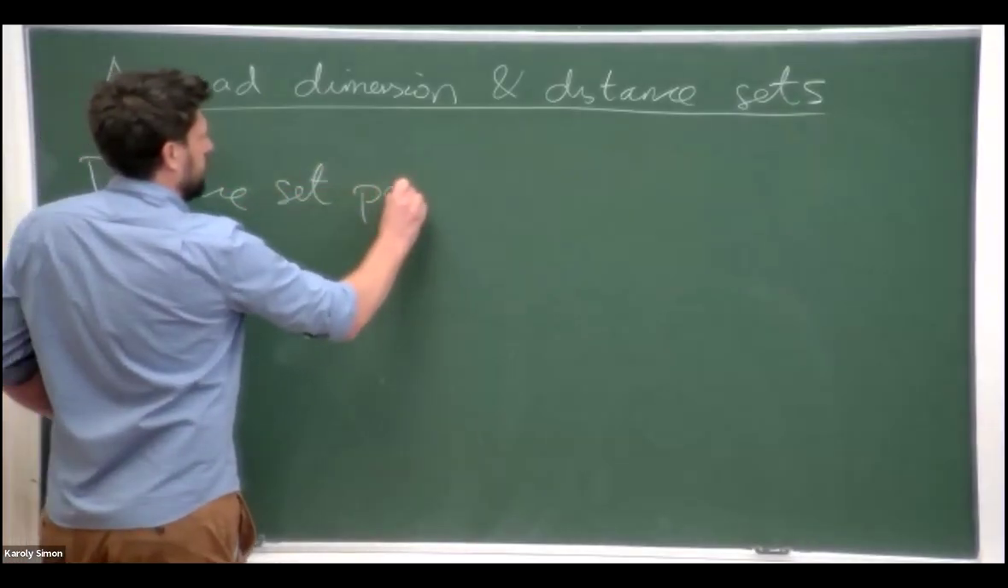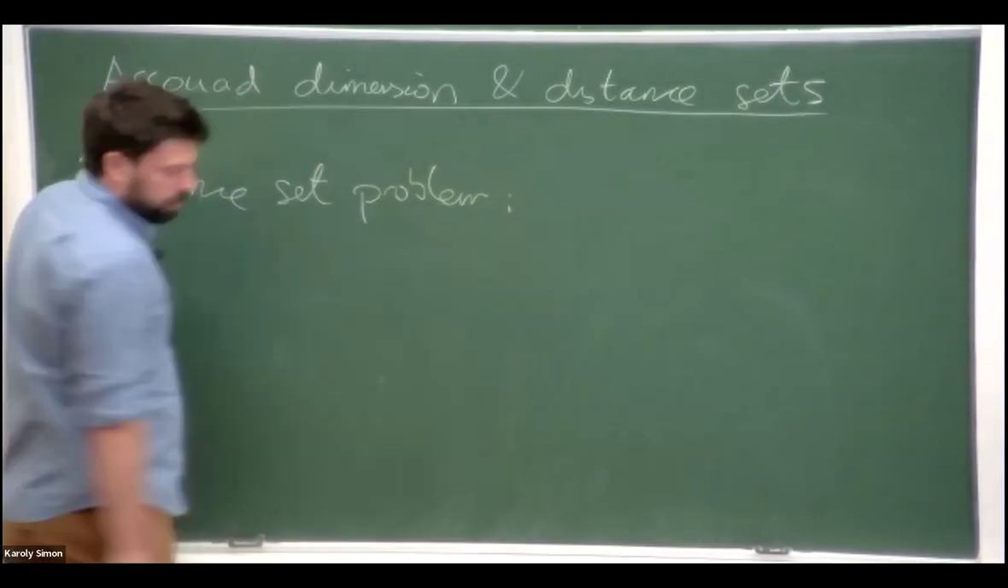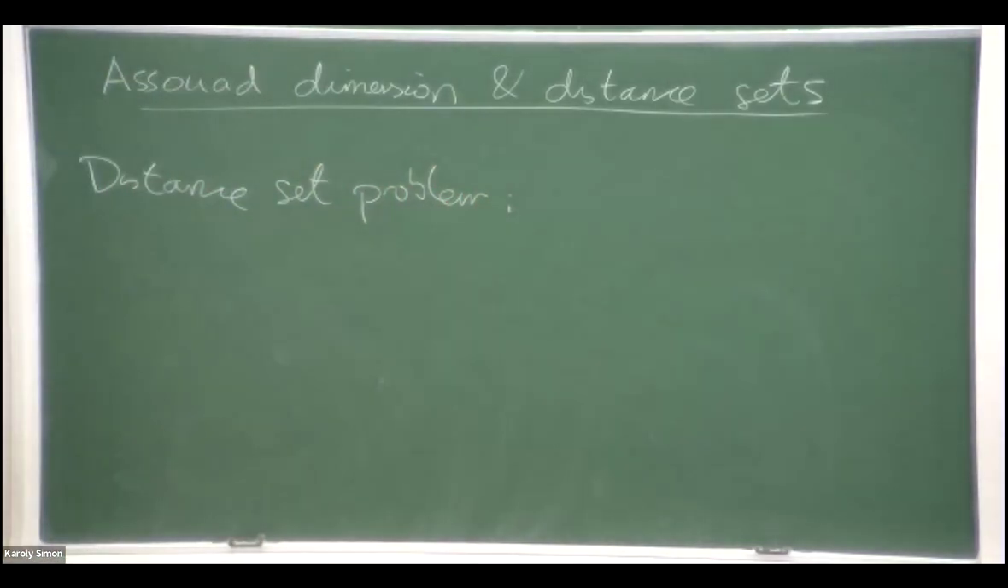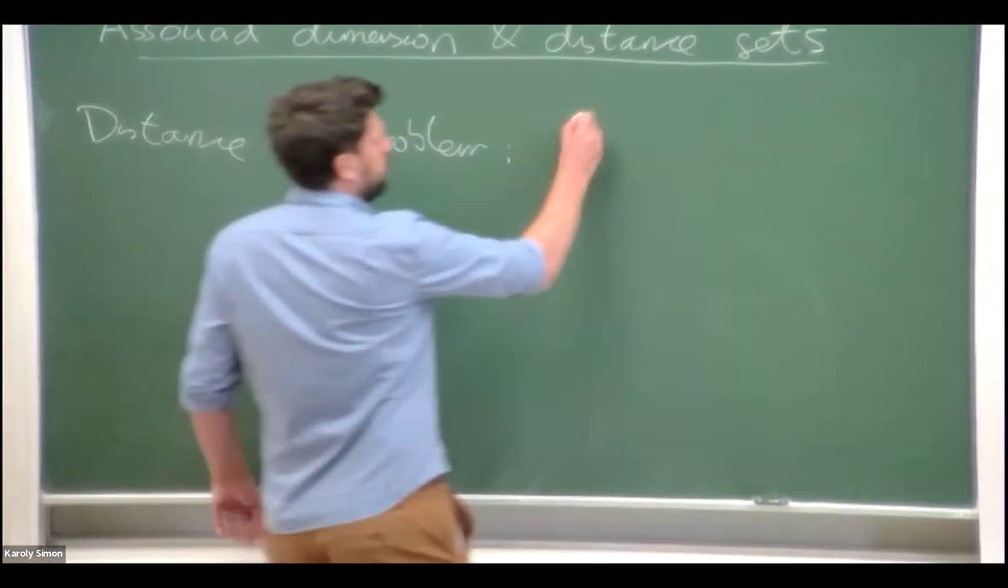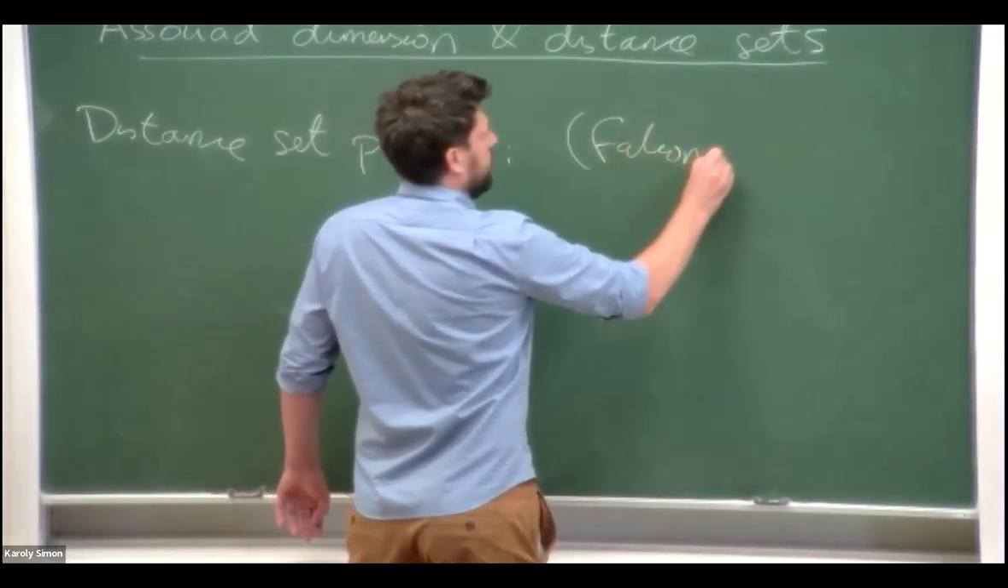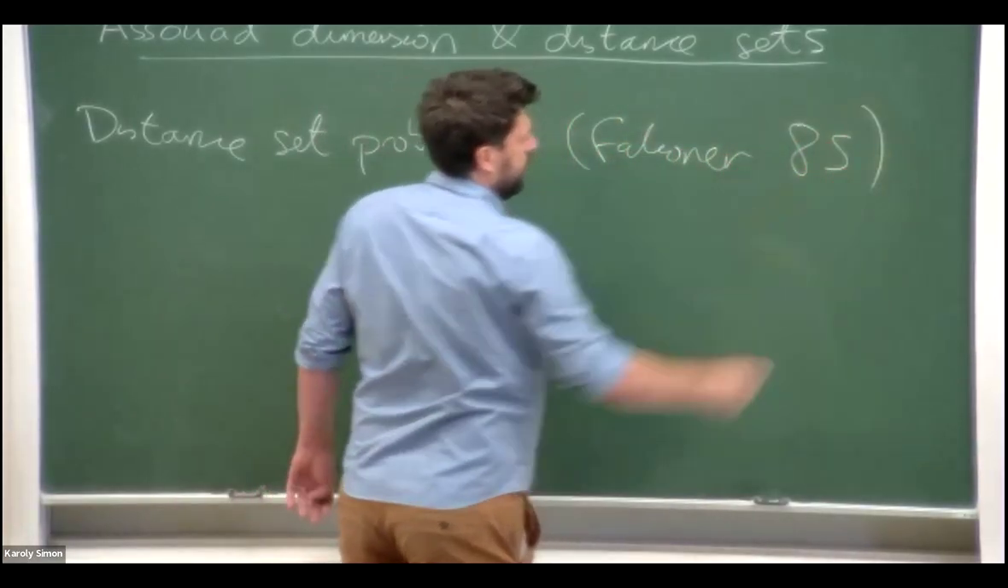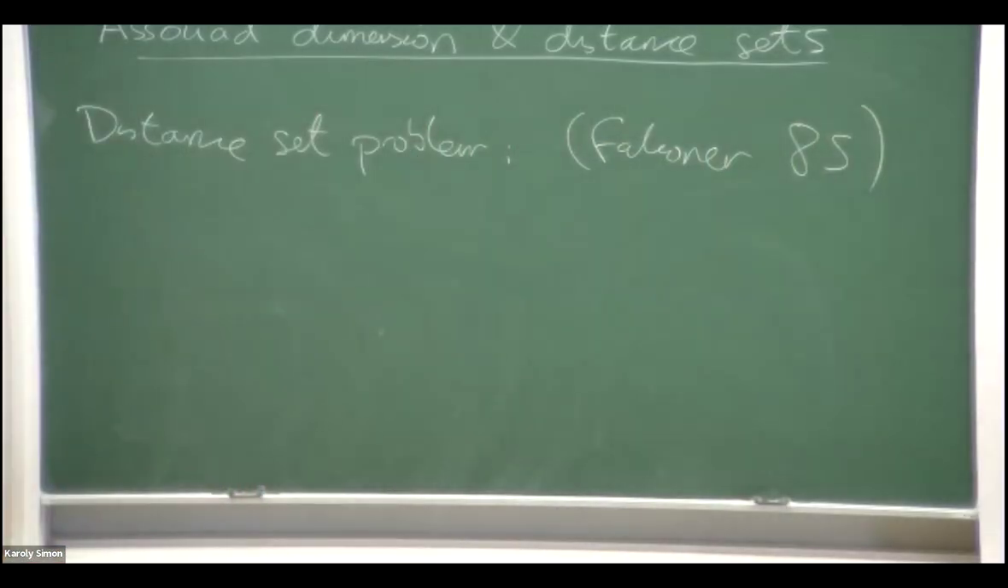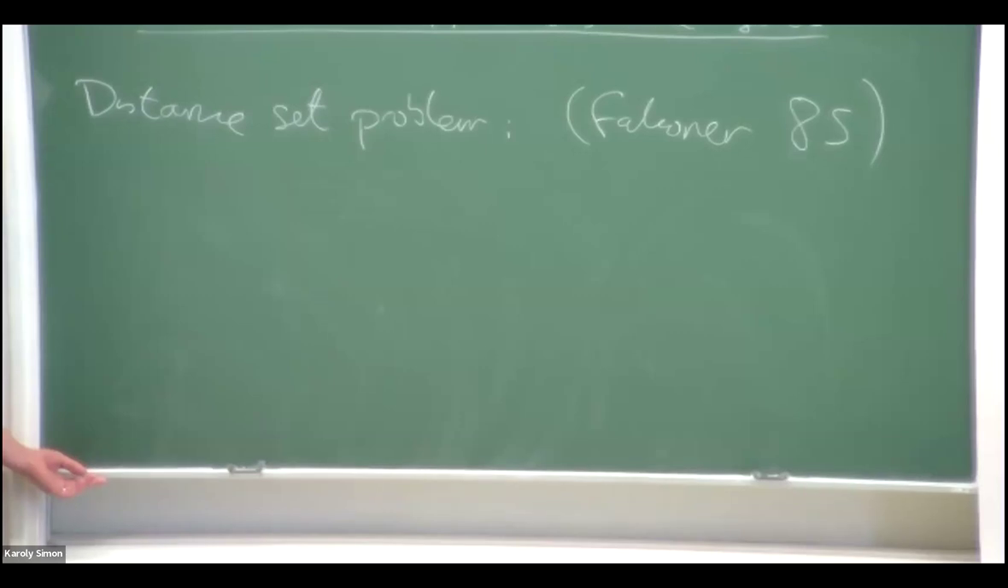So let me start by recalling the problem. This is the distance set problem, which I don't think has been mentioned in any talks so far this week, so it's my pleasure to introduce it for the first time. This is a problem going back to Falconer in '85, which has attracted a lot of attention and a lot of interest in the literature and the community ever since. And not just the problem itself, but also many variants of the problem which have a similar flavor. I'm not going to talk about those today.